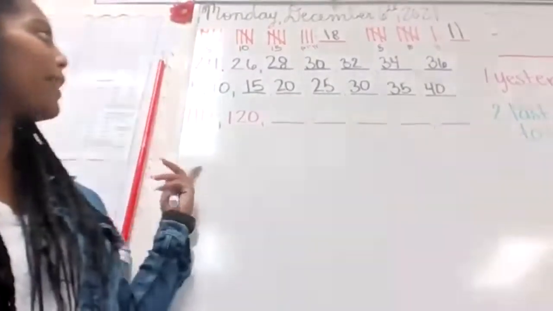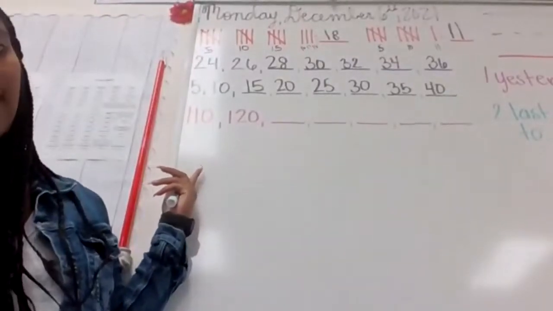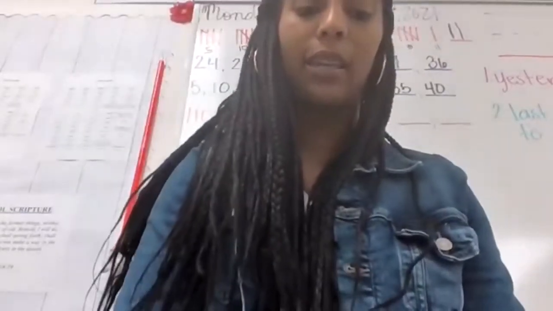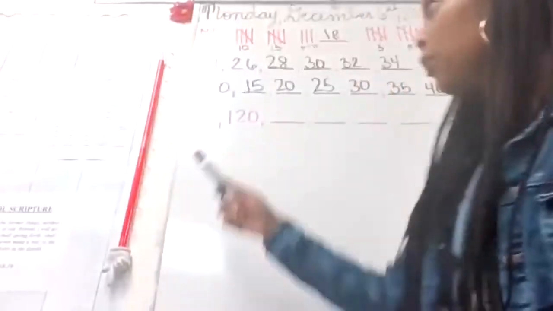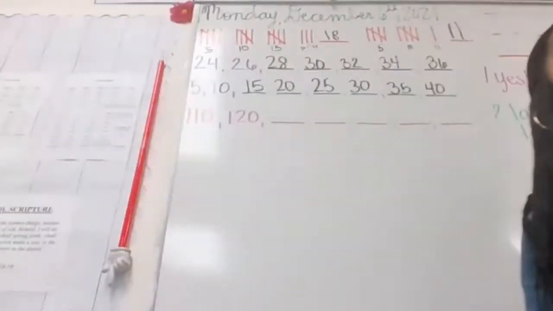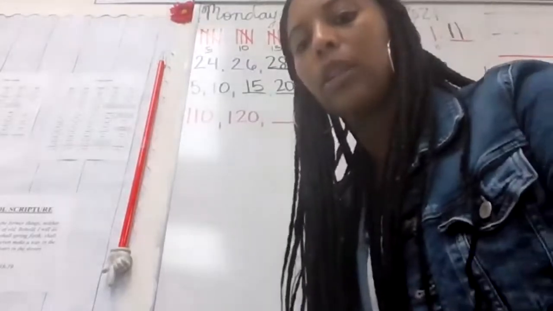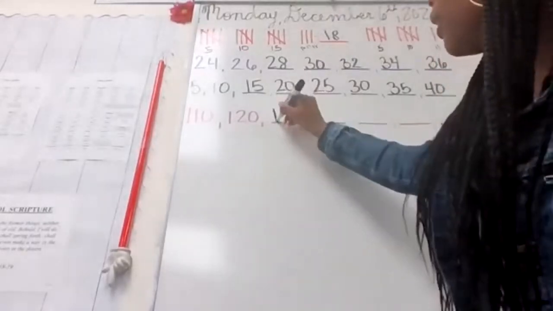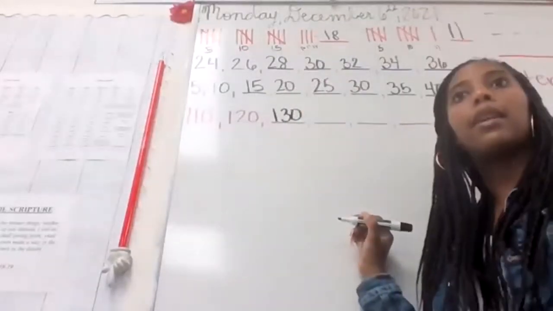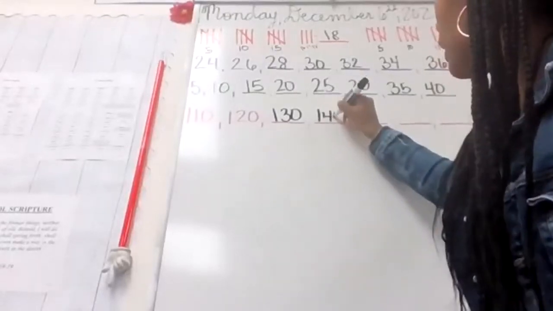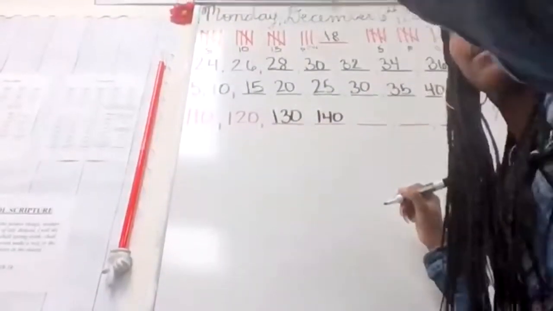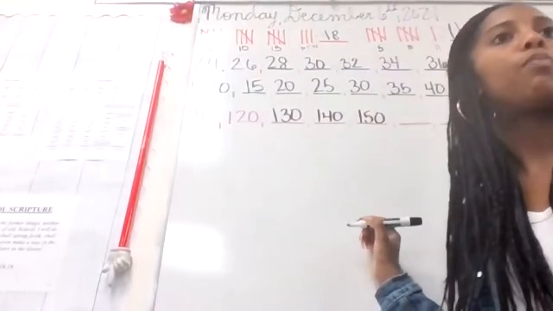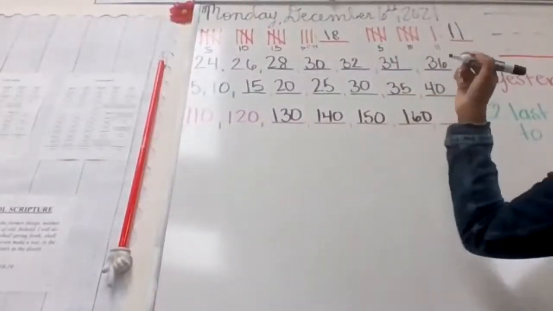Okay. All right, next pattern, I'm counting by tens, but I'm in the hundreds now. So I have 110, 120. Where would I go from 110, 120, 130? After 130, I would say 140. After 140, what would I say? 150. After 150, 160. Still counting by tens, just with the hundreds.